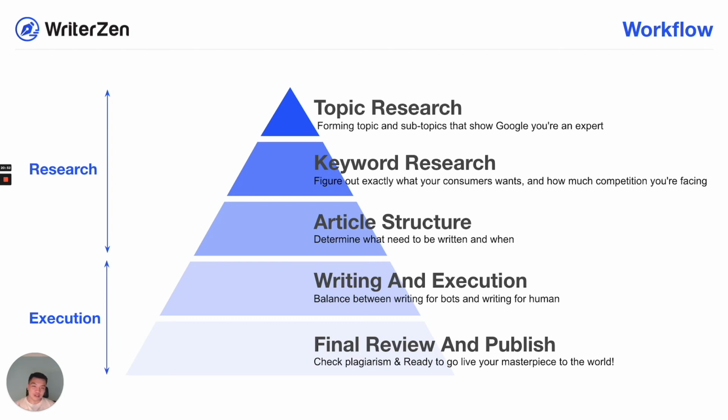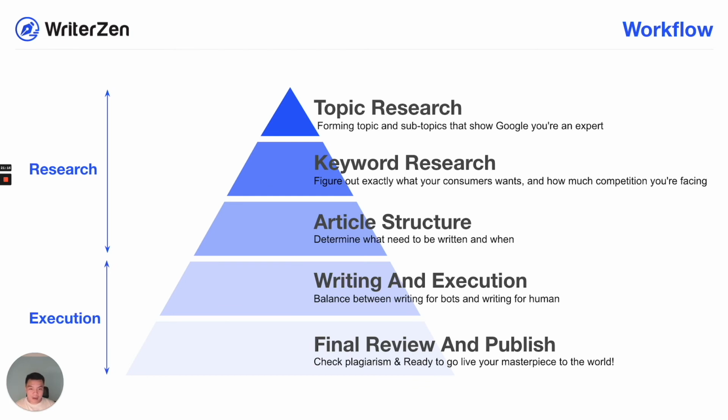So for the first 3 steps, you have to do topic research, and that is to form topics and subtopics that show Google you are an expert. The second step, after you're done with that, is keyword research. That's when you figure out exactly what your consumer wants and how much competition you are facing. So what keyword should go into what phase of your content strategy.